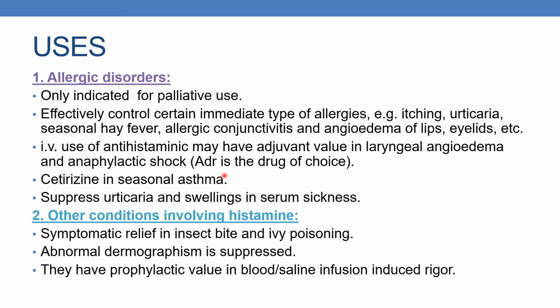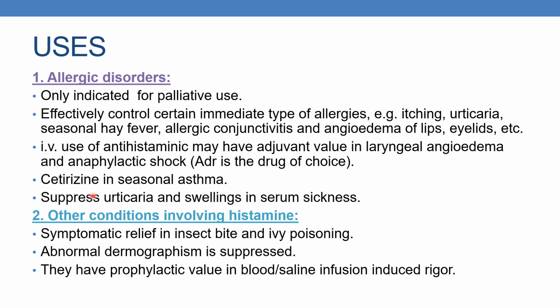IV use of antihistaminic may have an adjuvant value in laryngeal angioedema and anaphylactic shock, where adrenaline is the drug of choice. Adrenaline is a life-saving drug in laryngeal angioedema, but IV use of antihistaminic can be used as an adjuvant in the treatment of laryngeal angioedema and also to treat anaphylactic shock. In both the cases, adrenaline is the drug of choice.